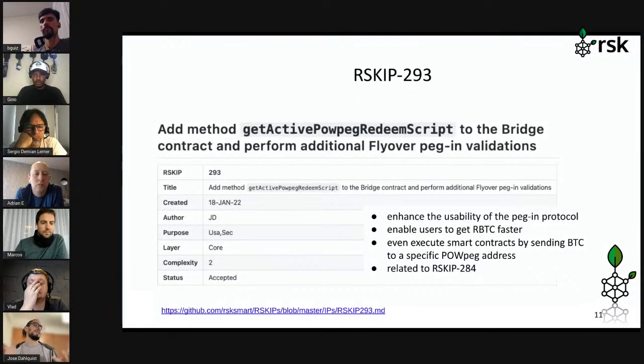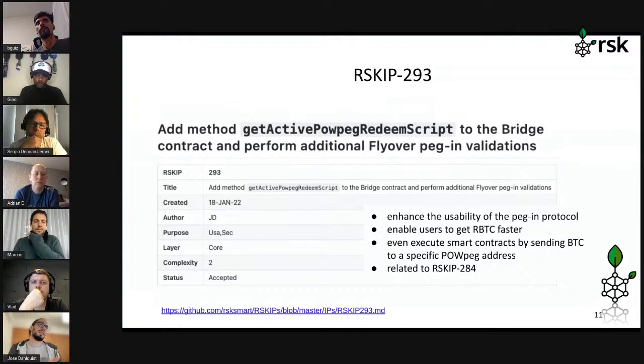So this is a different RSKIP, but related to the same protocol. We wanted to first solve what I mentioned with 284, because we detected that it was blocking the integrations on Testnet, and we considered that was way more important than having it ready for mainnet. Now that we solved that, we focus on additional improvements to the protocol. This RSKIP 293 adds a new method to the bridge that will enable users and liquidity providers to independently validate these unique addresses I was mentioning.